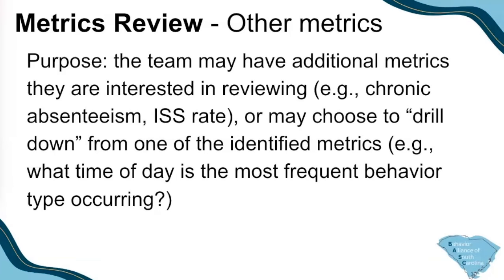The team may have additional metrics they're interested in reviewing, such as chronic absentee rate, ISS event rate, or they may choose to drill down from one of the metrics listed above. What time of day is the most frequent behavior occurring? The team can use this space to add as many additional metrics as they wish to review. For instance, a team may identify disruption as the most frequent incident type and then drill down from there to see where those disruptions are occurring.